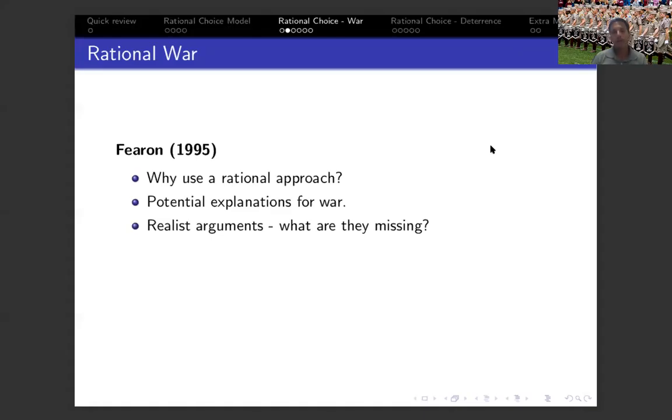This paper by James Fearon, who is a professor at Stanford University, is one of the most famous papers in IR over the last 25, 30 years. What he actually offers is a general framework to understand why war may be a rational choice by leaders. It is a framework which is both coherent from a theoretical standpoint and plausible from an empirical sense, and we're going to talk about it a little bit more.